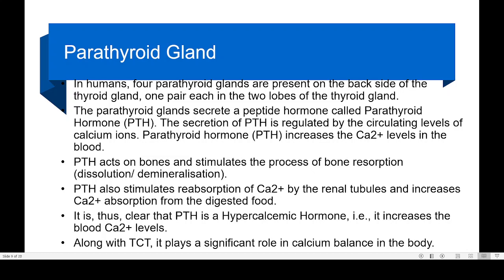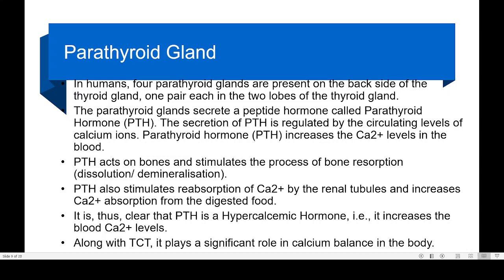So just after or near the thyroid gland, we can see very small glands, and there are 4 of them, 2 pairs, one here, one here. One pair is on the right lobe and another pair on the left lobe. So in humans, 4 parathyroid glands are present on the back side of the thyroid gland, one on each side of the 2 lobes.